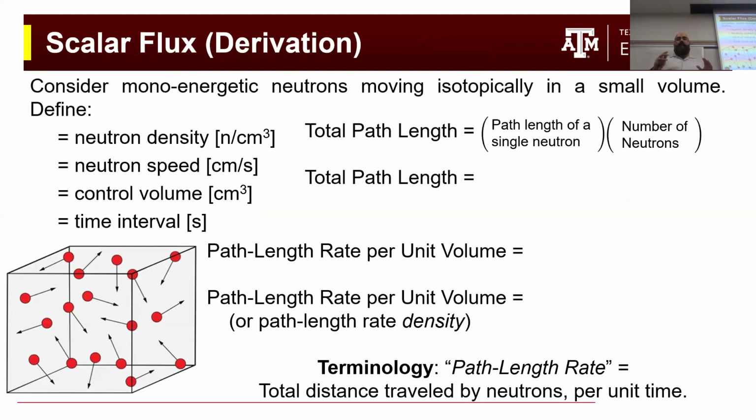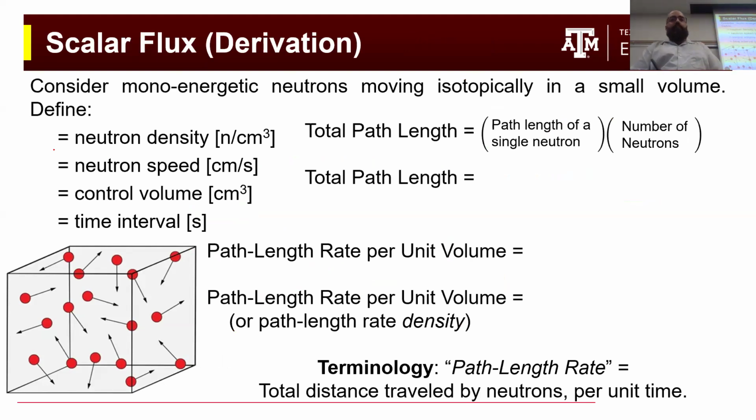So, in this case, we're going to be looking at a bunch of neutrons like in a box, and we're going to assume that these neutrons are monoenergetic. So that means that they all have the same energy. And we're also going to assume that they're isotropically moving around, so they don't have any preferential direction in which they're moving. They're all moving in random directions.